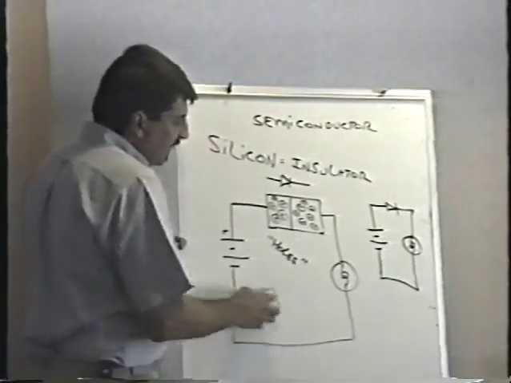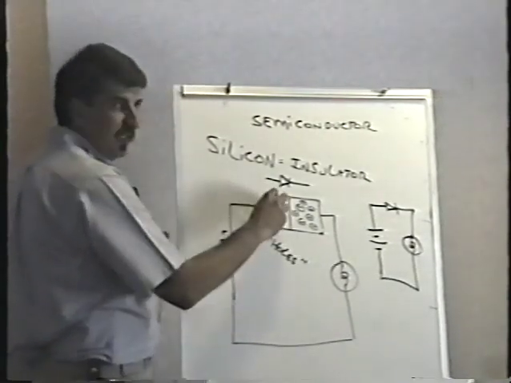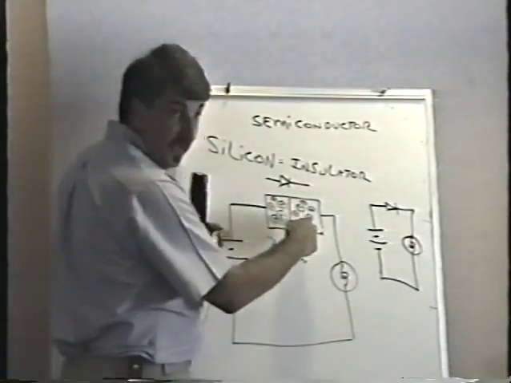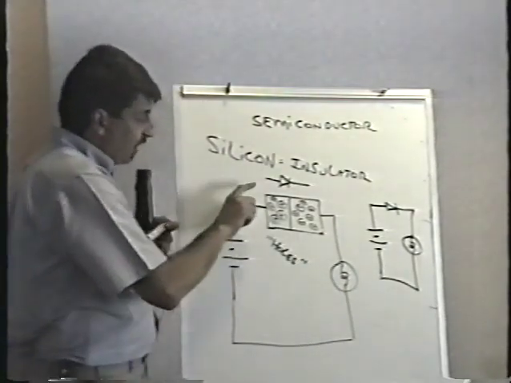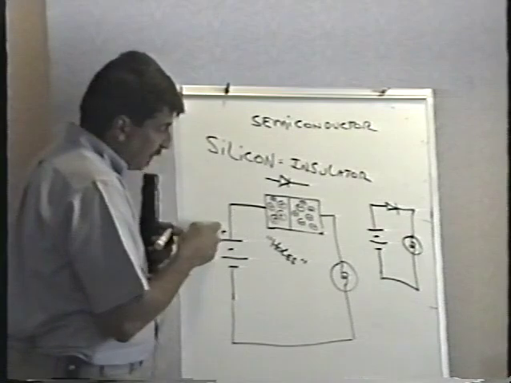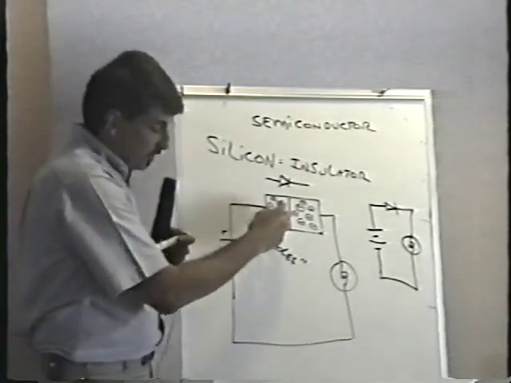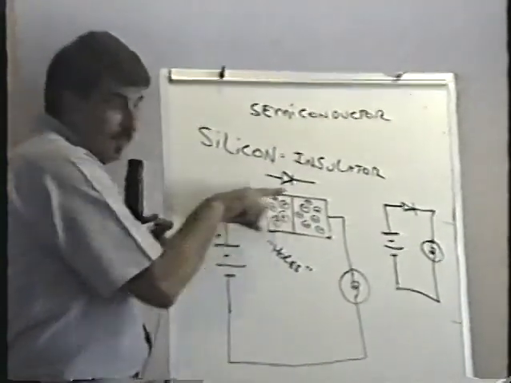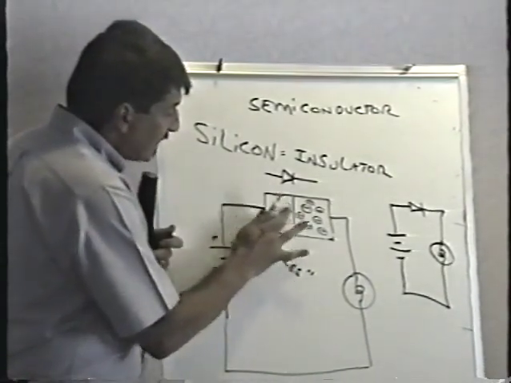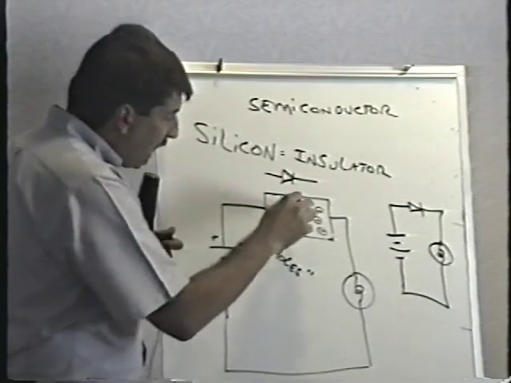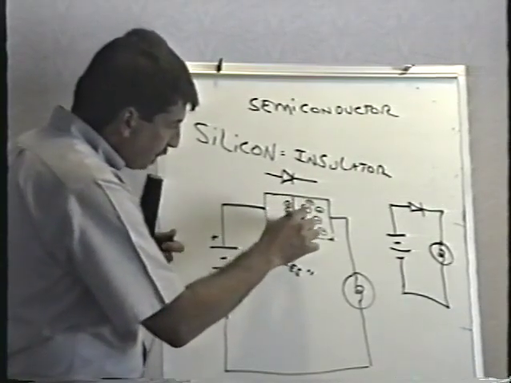These holes can move around inside the silicon crystal. So can the electrons. The electrons can move around too. So here we have the positive side of the battery connected to these positively charged holes, and it's going to push them that way, isn't it? It's going to repel them. What it really does is it literally slams them up against the PN junction.